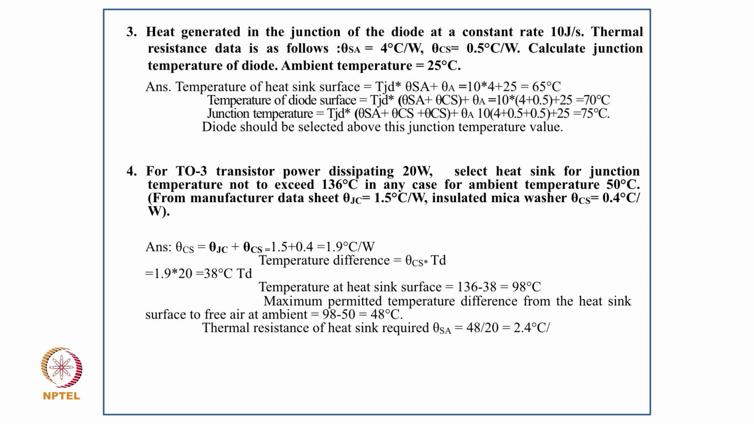Now the temperature difference, 1.9 into 20, that is 38 degrees Celsius. Temperature at the sink surface, 136 minus 38, that is 98 degrees Celsius. Maximum permitted temperature difference between the heat sink surface and free air at ambient, 98 minus 50, that is 48 degrees Celsius. And the thermal resistance of the heat sink theta SA is 48 upon 20, that is 2.4 degrees Celsius per watt.